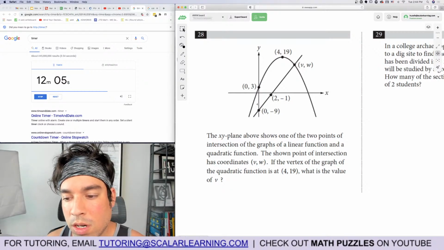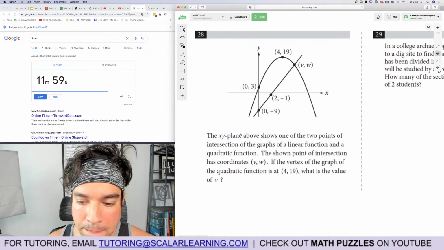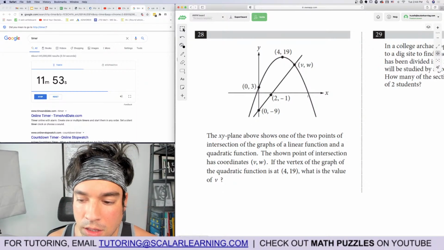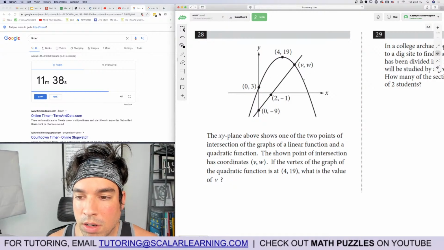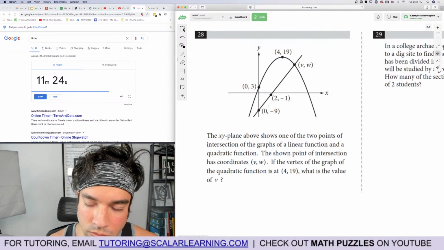The XY plane above shows one of the 2 points of intersection of the graphs of a linear function and a quadratic function. Got it. The shown point of intersection has coordinates V, W, and if the vertex of the graph of the quadratic is 4, 19, what is the value of V? Okay. Let me think about this for a second. Do we need to come up with the equation? I think I do. Okay.